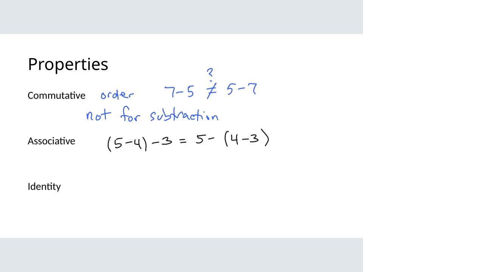I've got no's again. Let's see here. On the left-hand side, that would be 1 minus 3 or negative 2. And on the right-hand side, I have 5 minus 1, which is 4. Sure enough, that did not work. Associative property does not work for subtraction. We do not have an associative property for subtraction.